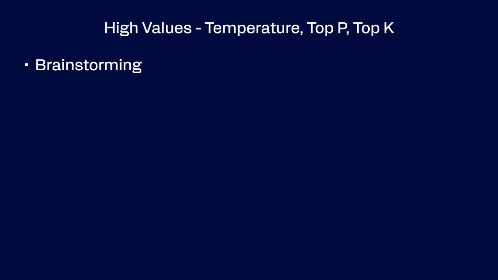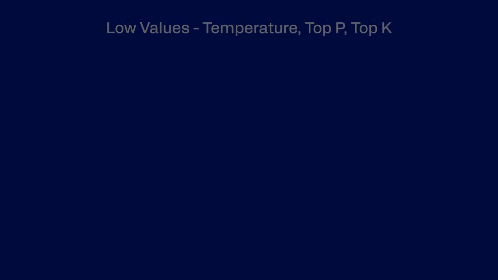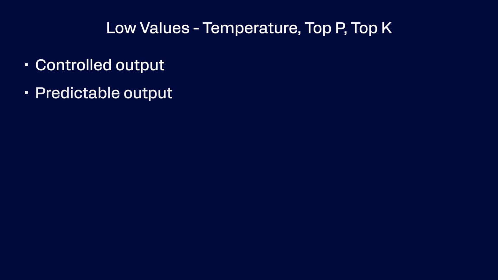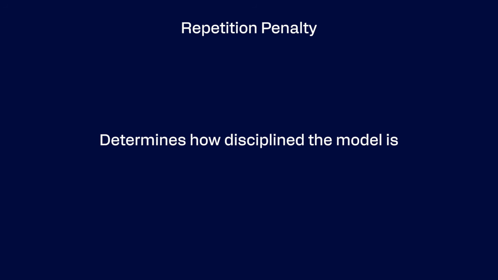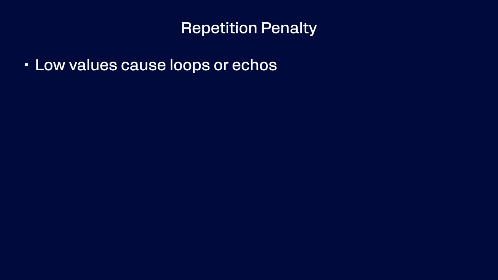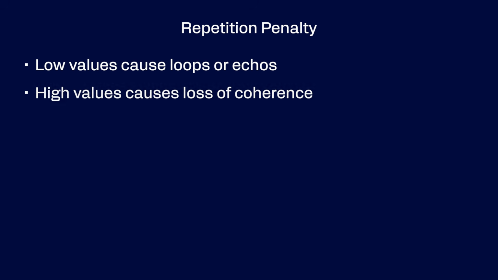As you tweak parameters, you'll notice that high temperature, top P and top K values produce far more expressive, varied, and sometimes surprising responses. This is ideal for brainstorming, creative writing, or marketing style prompts. Low values across these parameters create tightly controlled, predictable, and more factual output. This makes them perfect for summarization, classification, and technical tasks. Repetition penalty determines how disciplined the model is. Too low and it may loop or echo itself, too high and the model may lose coherence.